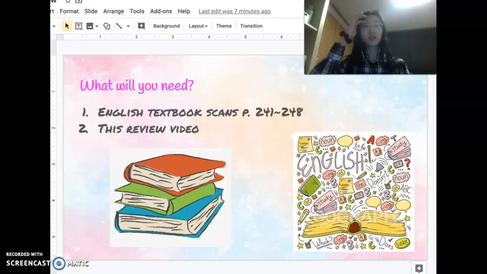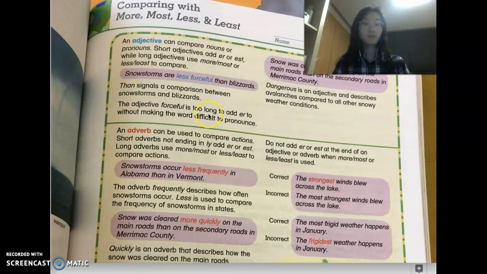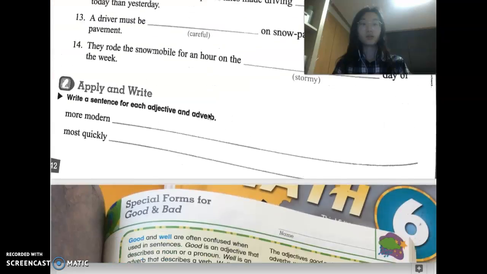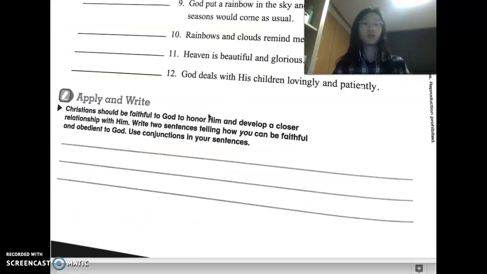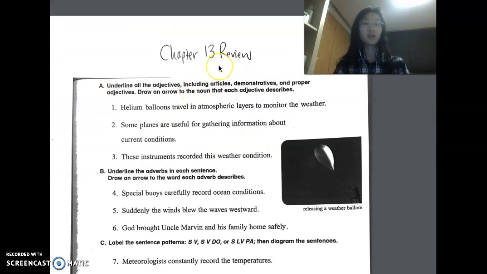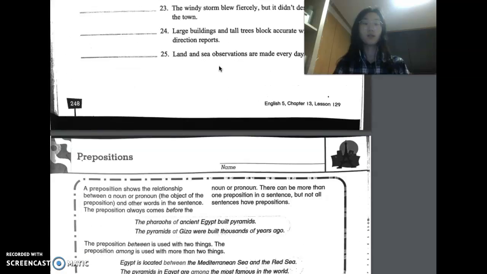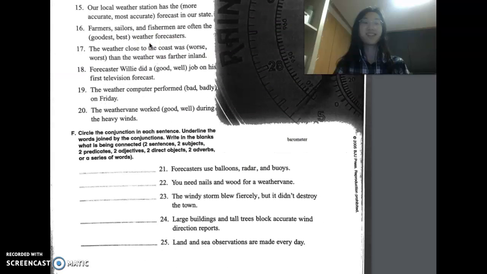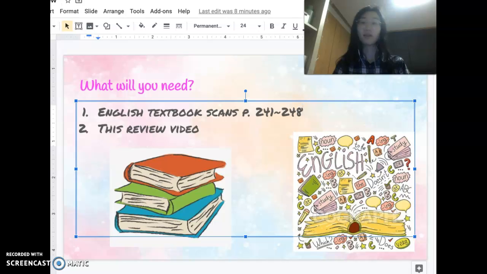So the materials that you will need are this review video as well as the English textbook scans, pages 241 and 248. So this is what it looks like. This is from actually March 2nd. And we have this, which is from March 9, I believe. Oh, not the prepositions, until 248, okay? So those are the materials that you will need for the test.